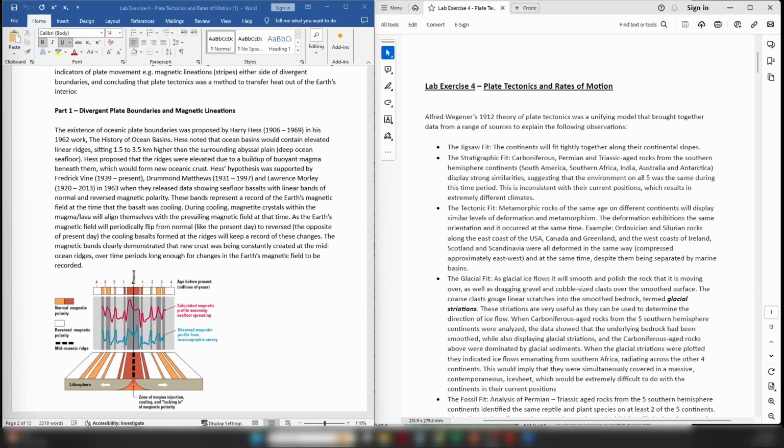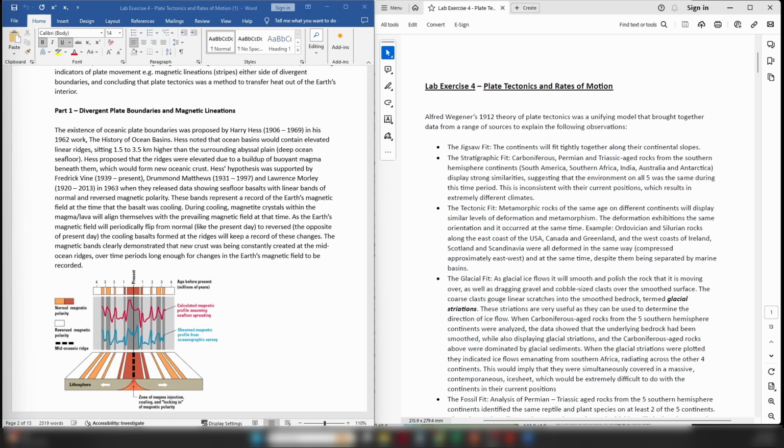In part one of the lab exercise, we're going to be looking at divergent boundaries and magnetic lineations. Following on from Alfred Wegener's 1912 work on the theory of plate tectonics, the next big step was Harry Hess's 1962 work, The History of Ocean Basins. His book dealt with observations that he had made of the seafloor from several different oceanic basins, with an especial focus on the Pacific.